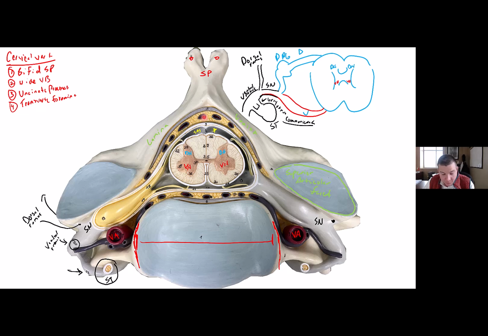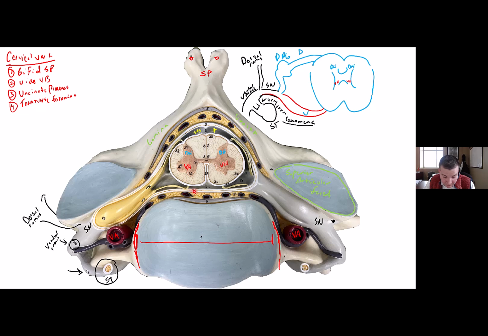All right, I also see a couple of ligaments here, which is pretty cool. So I see a little slip here. It's kind of subtle on the model, but the model's very detailed. I really like this model. This is the ligamentum flavum. So ligamentum flavum here is running from lamina to lamina. So it's segmental. So you'll see a ligamentum flavum at every level, and this will help stabilize the spine.